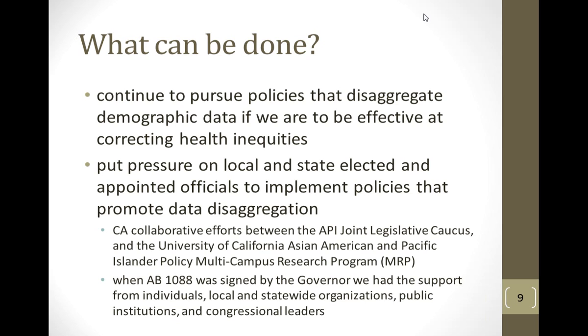And so when Assembly Bill 1088 was signed by Governor Jerry Brown, it was the epitome, it was the result of hard work from individuals and organizations, public institutions, congressional leaders from throughout the state of California and the nation, all moving together in harmony with a very common message. And that message is this: our time has come. Even as our ancestors have come from the shores of their home country to the shores of America, it is now our time. It is our time to stand up and be recognized.